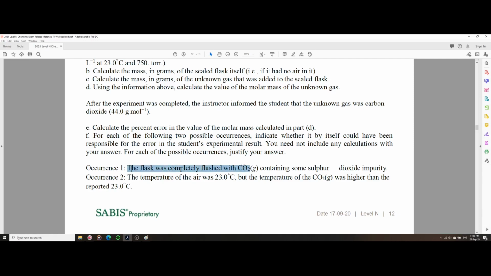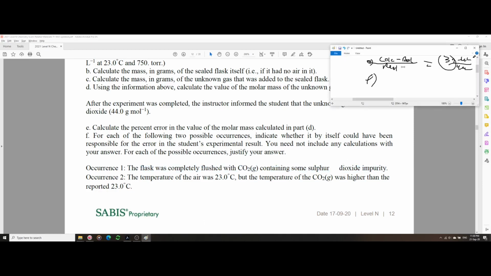The flask was completely flushed with CO2 gas containing some sulfur dioxide impurity. Well, that's basically saying that you had some CO2, but rather than only CO2, you had possibly some sulfur dioxide impurity in it. Now, we said some impurity, so it's not as much, but you still had it. Now, sulfur dioxide, is it denser or less dense than carbon dioxide? It's denser, right? Unless it's an incredibly small amount, but it's still denser than CO2. So it would slightly deviate the molar mass. It would slightly become bigger.